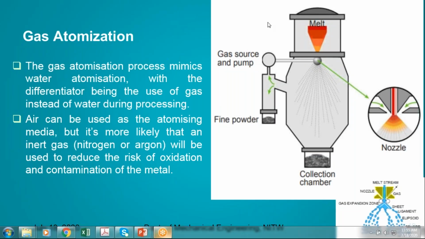Similarly, gas atomization is almost similar to the water atomization process, except that instead of water, we are using a gas as the impingement source with a high velocity. In this gas atomization process, air can be used as the atomization media, but it's more likely that an inert gas is used to reduce the risk of oxidation or any contamination of metal in the powder particle production. Means we have to go for nitrogen or argon in the gas atomization process to reduce oxidation effects or any contamination of these metal particles during the solidification process.